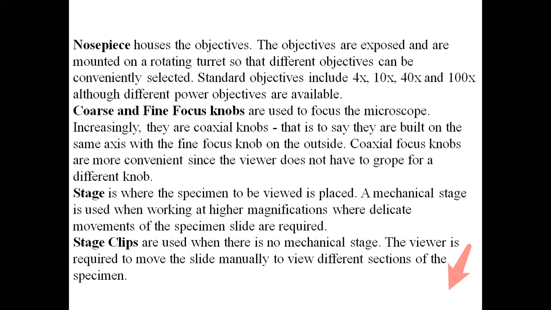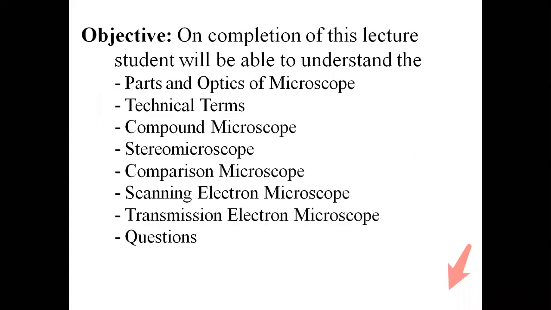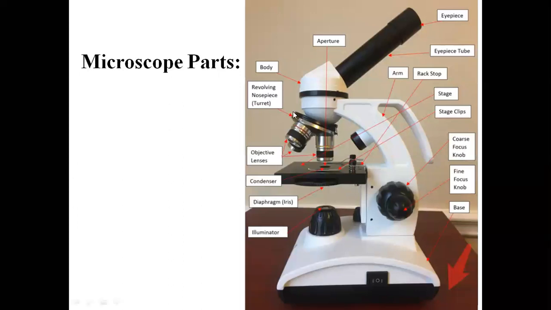Apart from this, the 100x can also be supplied with the oil immersion objective lens. So that is a different kind of lens that we'll talk about later. What is the oil immersion? For now, suppose we have 4x, 10x, 40x and 100x objective lenses. They have different power objectives. So this is what we are talking about, the nose piece.